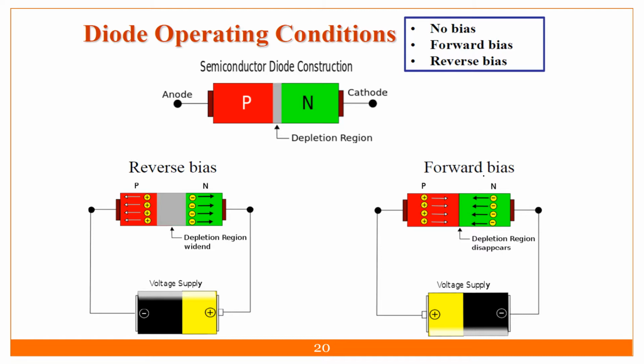There are three operating conditions of a diode: no bias, forward bias, and reverse bias. What exactly do no bias, reverse bias, and forward bias mean? In this diode we can clearly see the depletion region, if you are not connecting anything to it.